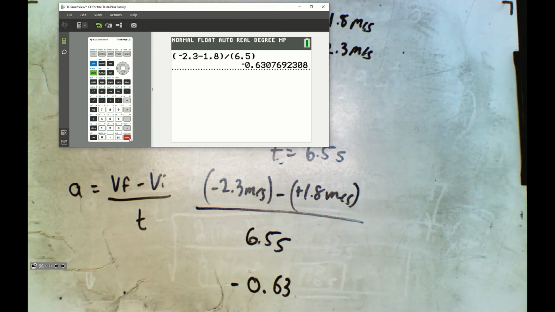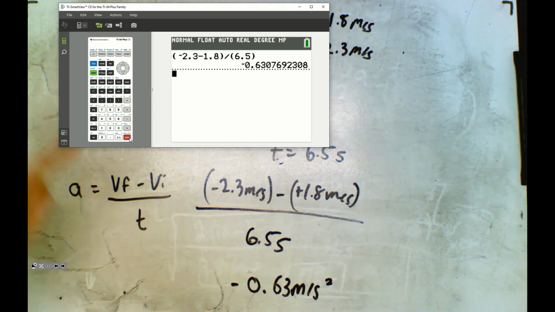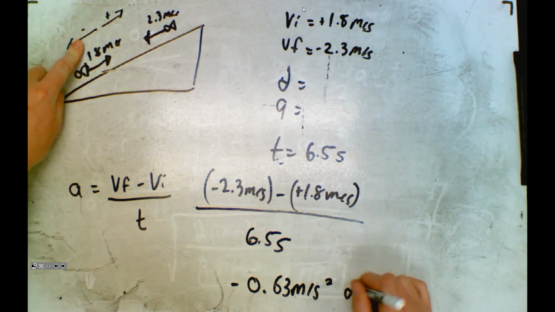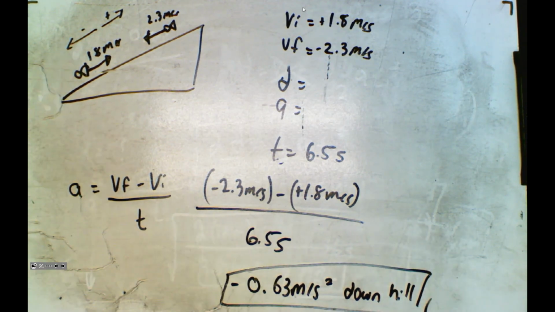We have 2 sig digs, meters per second squared. And it's not asking for the magnitude, it's asking for the acceleration. So negative means down the hill, according to what I've put here. So down the hill would be my correct answer, to the right number of sig digs with my direction in there.